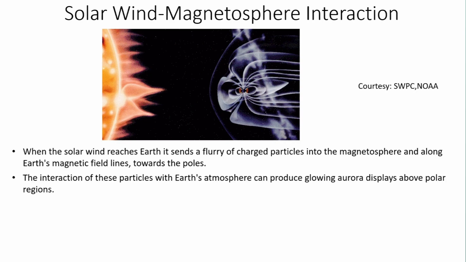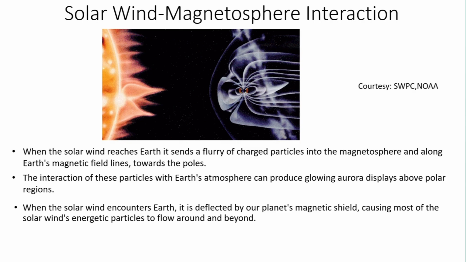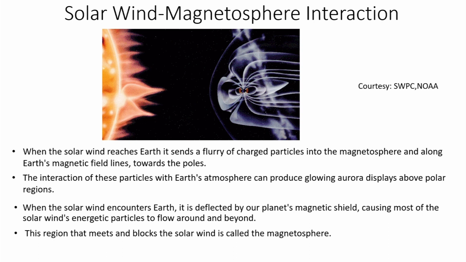We will see that the interaction of these particles with the Earth's atmosphere produces the glowing aurora displays above the polar regions. When the solar wind encounters the earth, it is deflected by our planet's magnetic field, causing most of the solar wind's energetic particles to flow around and beyond. The region that meets and blocks the solar wind is called the magnetosphere. So this part we will call the magnetosphere.